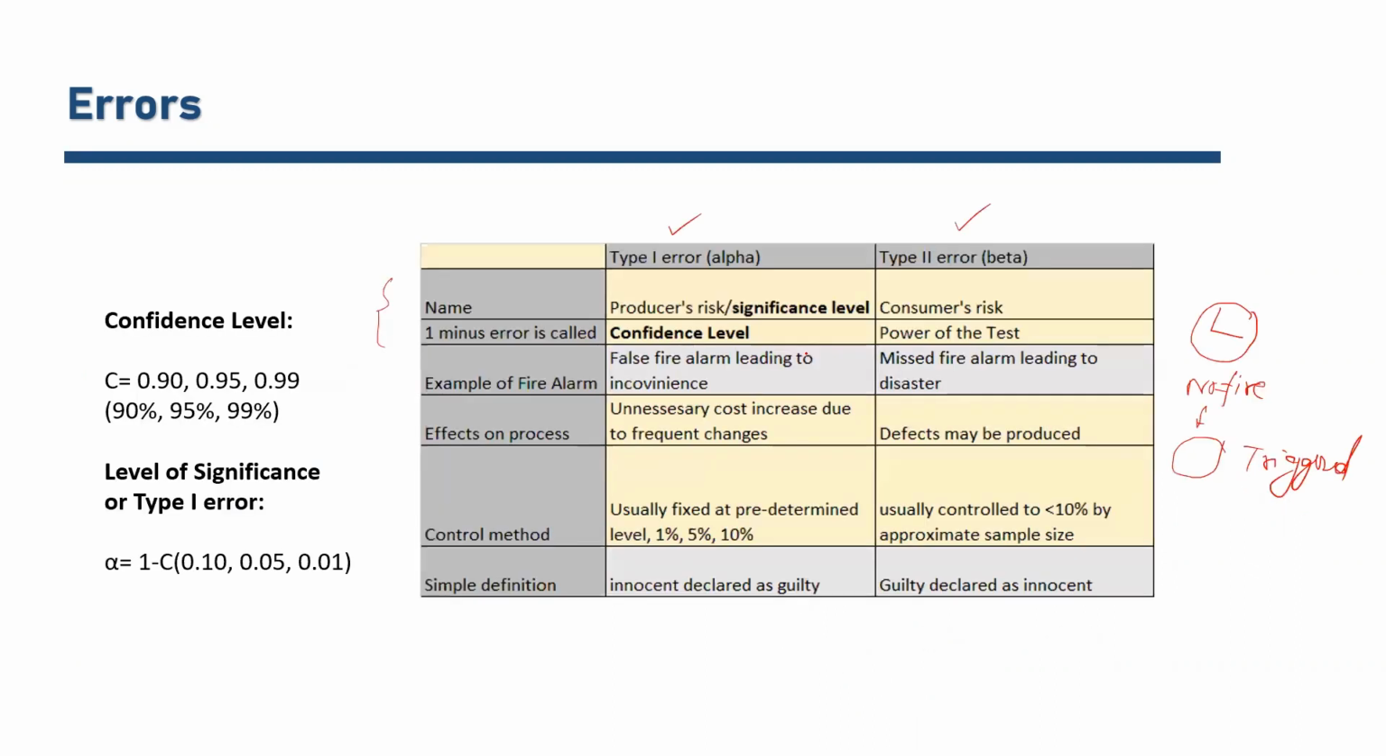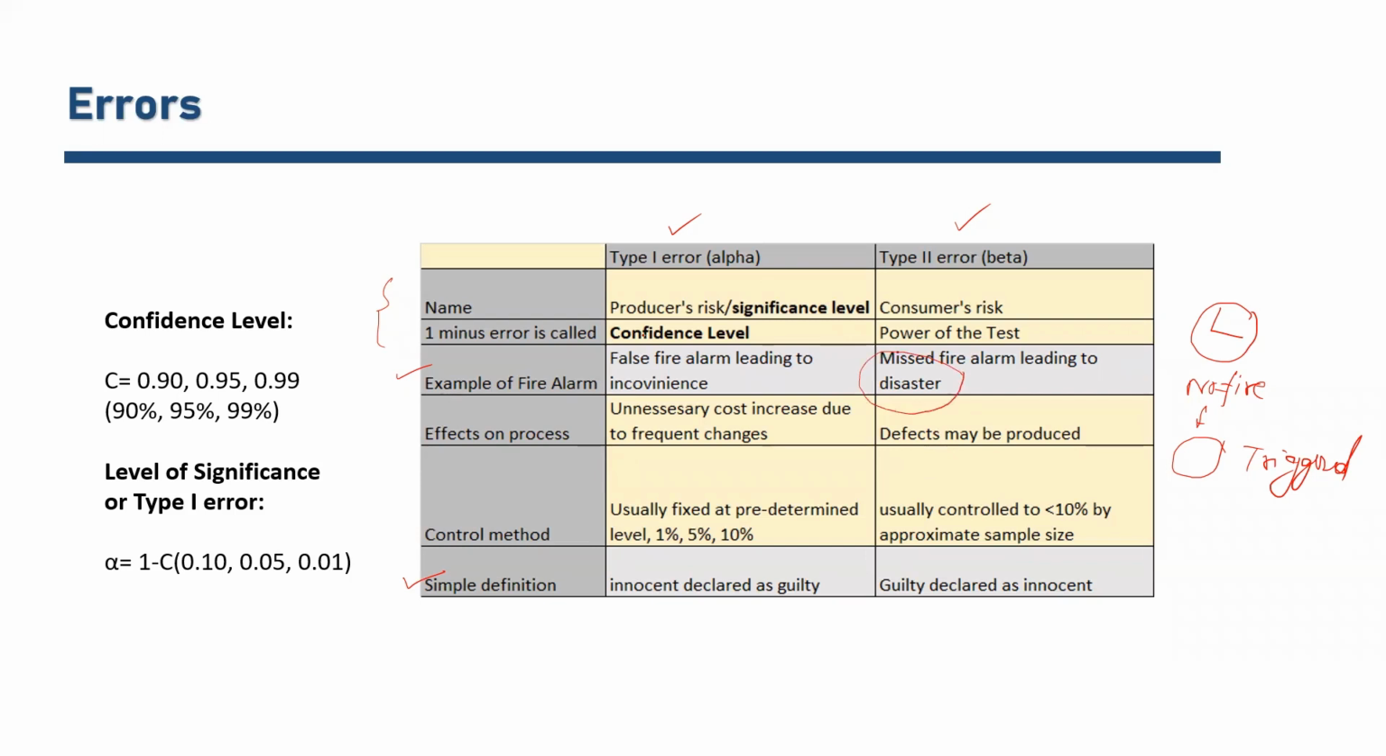So this is the type 1 and type 2 error. Hope you understand what the type 1 and type 2 error are. In simple definition, type 1 error is when the innocent is declared as guilty. A person who has not committed the crime has been declared as guilty, right? And type 2 error in the rule of court is when the guilty is declared as innocent.